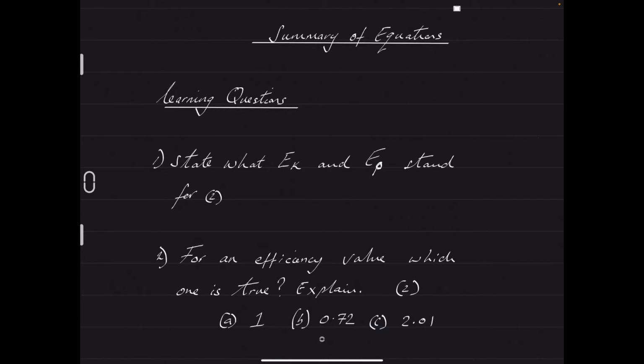The next question, question 2. For an efficiency value, which one is true? So if you are calculating efficiency, which of the 3 values would be true? And I want you to explain your answer. So you've got an efficiency value of 1. Then you've got an efficiency value of 0.72 for B, and C, an efficiency value of 2.01. So which one is true? And I want you to explain your answer. So we'll take 5 minutes for this. Can you set out your work and answer the 2 questions?